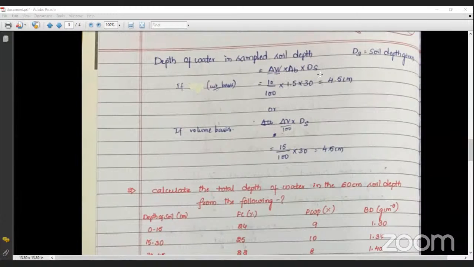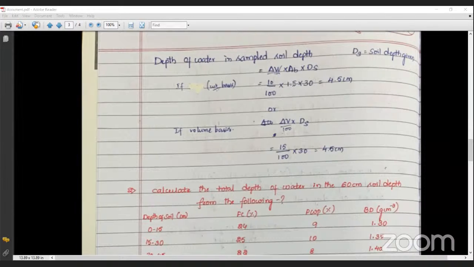DS is the soil depth given. The only thing that varies is the 30 centimeter, whether they have given 30 or 90 or 120. So you have to know that. Always just see 30 into 1.5. It will be similar, that is delta B. The soil depth is the only thing that changes, and 1.5 is considered for all soils. Whatever the answer for 30 into 1.5, 60 into 1.5, you have to memorize those values, because they are the same.